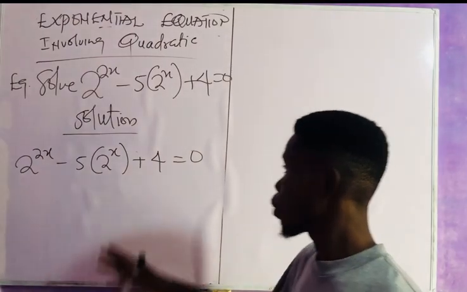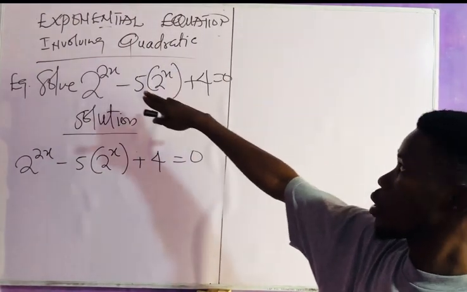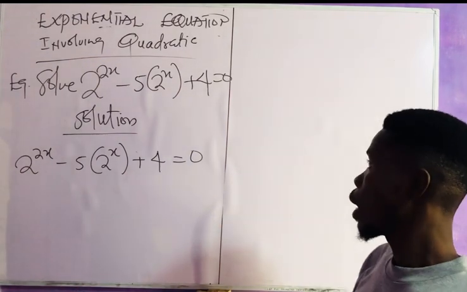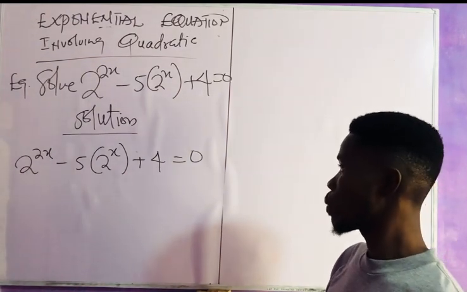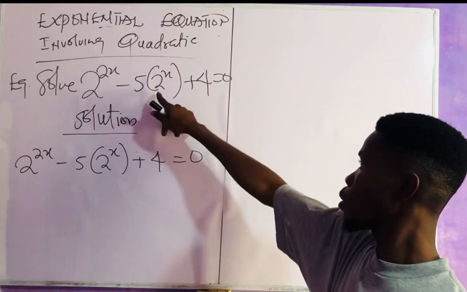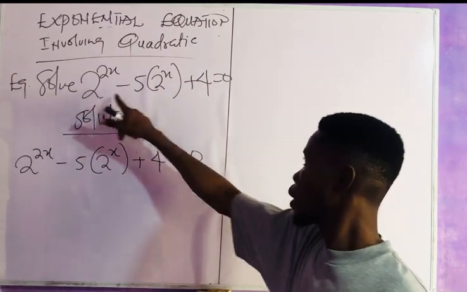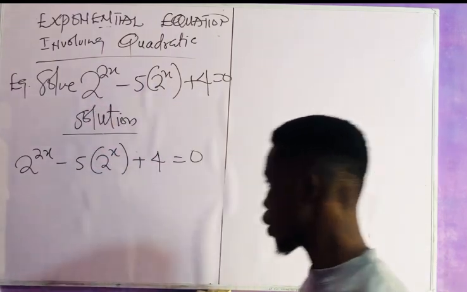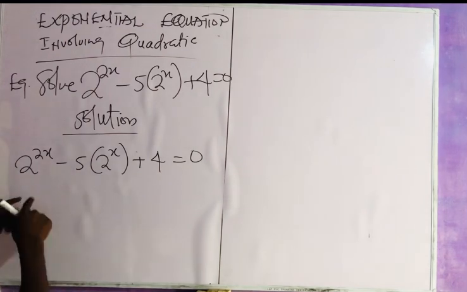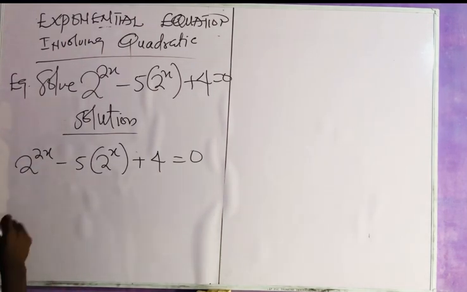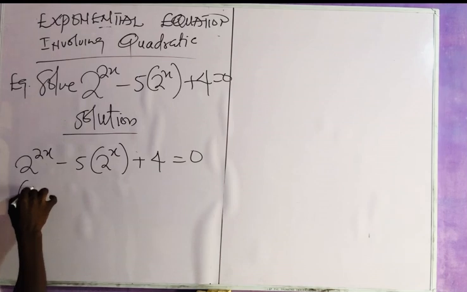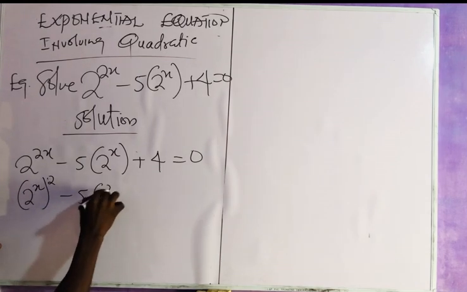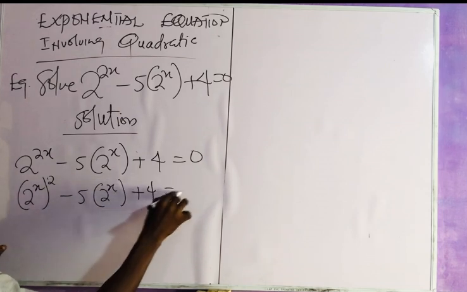Alright, so let's look at this one. Exponential equations involving quadratics. Some of the exponential equations involve quadratics, and we need to be able to solve them. Before you can solve this, the aim is to make sure that this one and that one are the same. So let's look at how we can go about that. This is 2 to the power 2x. I can rewrite it as 2 to the power x, all to the power 2, minus 2 to the power x plus 4 equals 0.